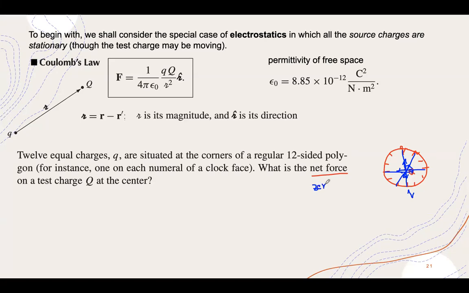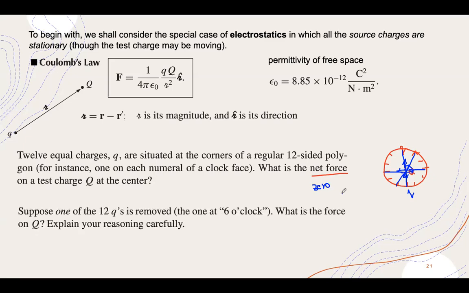Okay, now let's do one experiment. Suppose one of the 12 Qs is removed, the one at 6 o'clock. So what is the force of Q on Q? Explain your reasoning carefully. So what could be the answer here? Let's suppose I removed this one at 6, so there is no charge here. Now we have only 11 Qs left. So what could be the force on Q then?